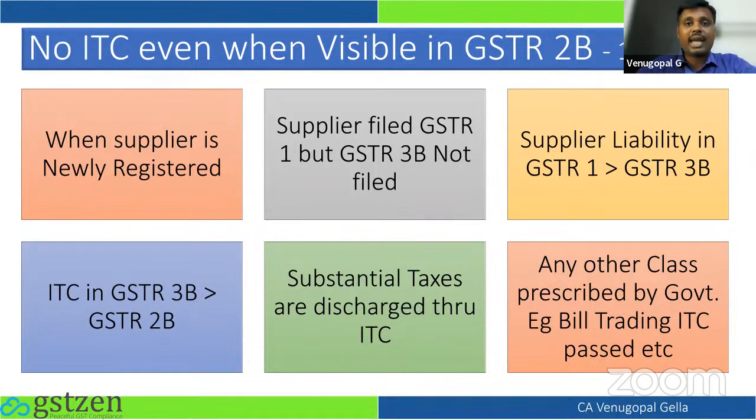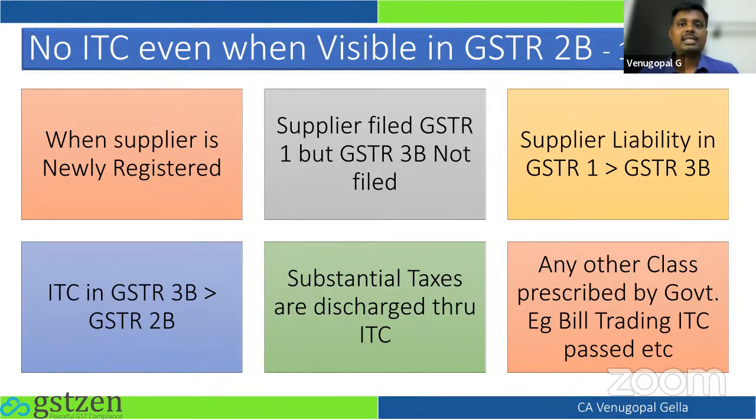So you should have visibility of the dates on which the suppliers are filing their GSTR1. That is very important. When the supplier is filing the GSTR1 is very important. You should have that status. Second, if he is not filing 3B, again, the credits are going to be restricted. You should have a check on that.